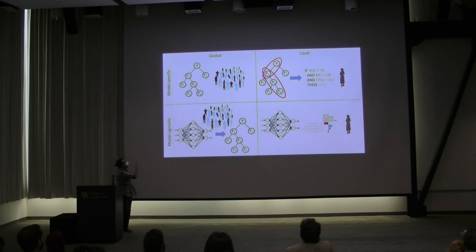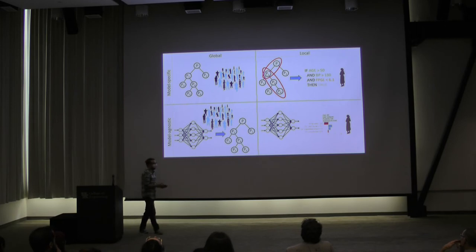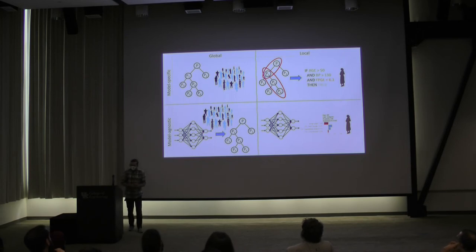You contrast that with model-specific methods. These are somehow tied to the base machine learning model that you're trying to explain. So you can't use a model-specific method that works on a CNN, convolutional neural network, on an RNN. You have to do something different. So that's one way to distinguish methods for explainability.